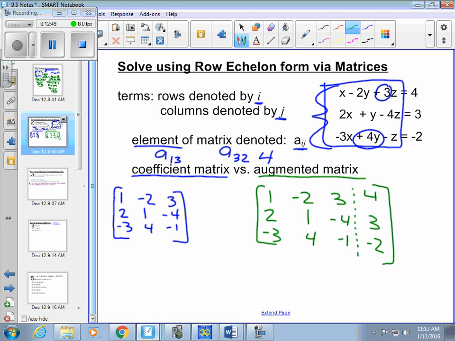So that's getting you some lingo for if you're reading through this particular section and they talk about matrices, what they mean when they talk about the coefficient matrix and your augmented matrix.